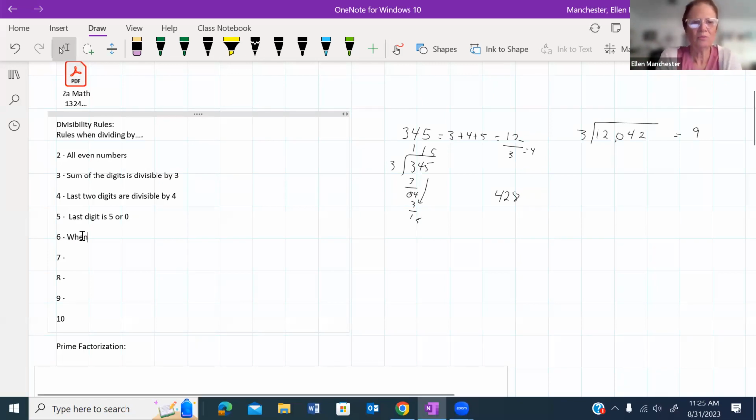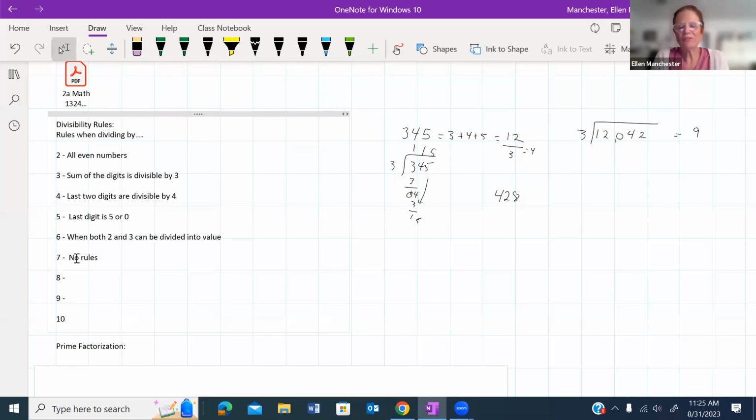6, when both 2 and 3 can be divided into. Okay, so it has to be even, and the sum of its digits have to be divisible by 3. So it's got to be both for 6 to go. 7, unfortunately, no rules. 7, you just got to try it. That's all I can tell you.